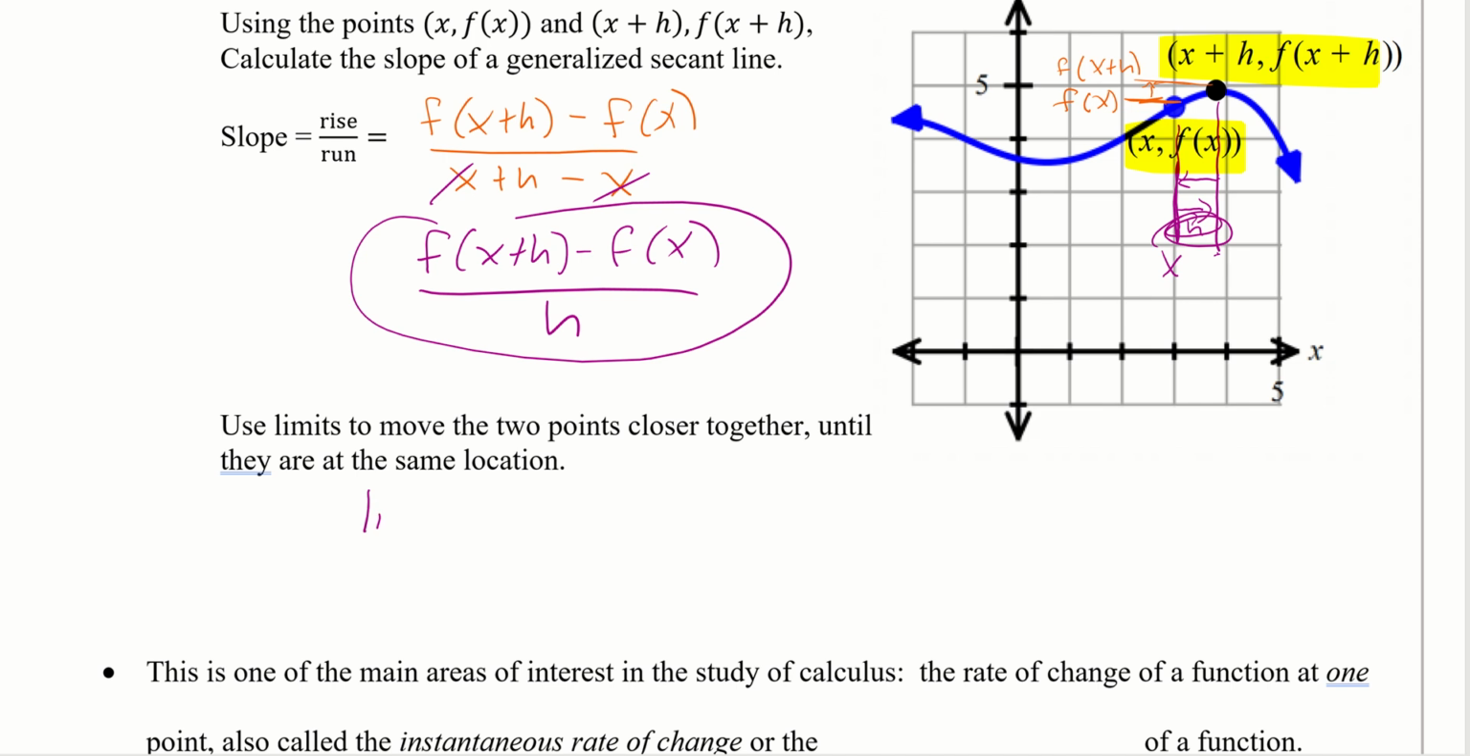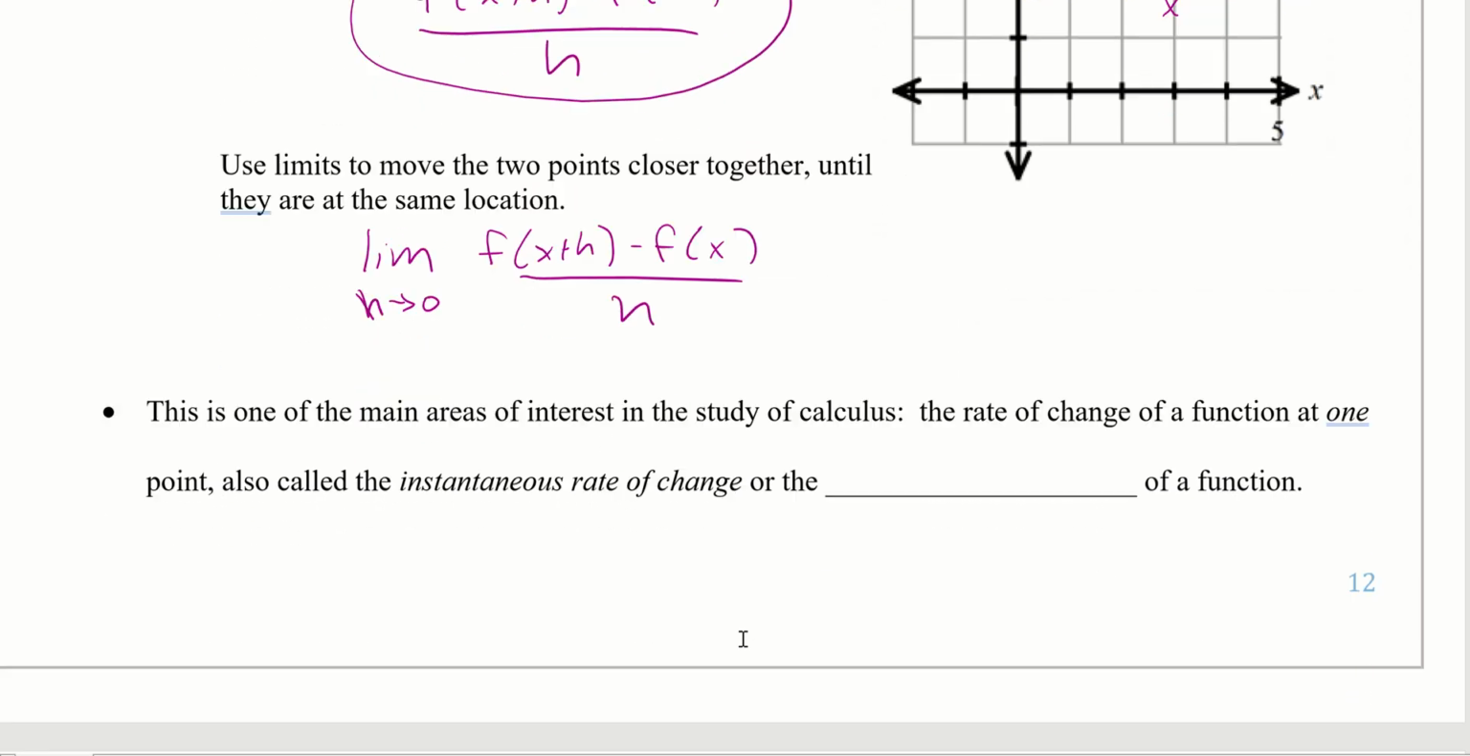Okay, so the way we're going to do that is we're going to say the limit as h, not x, h approaches 0. So if I get it super close there, they're pretty much on top of each other. So of this slope right here, f of x plus h, what we just found right above. Cool. And that's what we're going to use to figure out the slope at any given point, at one point on a curvy line there.